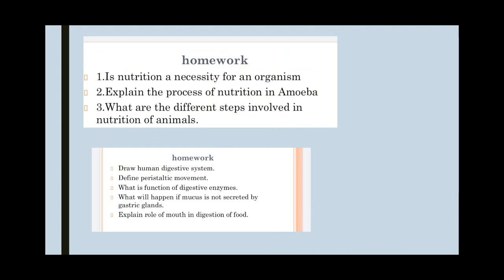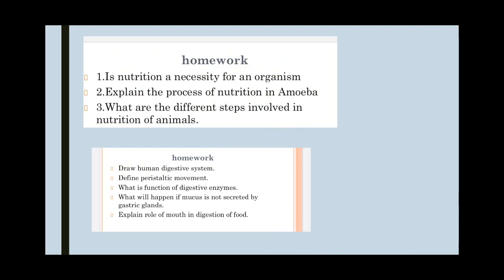Now next, is nutrition a necessity for an organism or not? First of all, just look at why we are taking this nutrition. We are taking nutrition for food. That means through nutrition we get the food. So we can say yes, it is a necessity. Why? Because food is required for acquiring energy for various metabolic processes, growth of new cells, repair or replacement of worn out cells, and developing resistance against disease. So at least 4 points you will be writing in it.